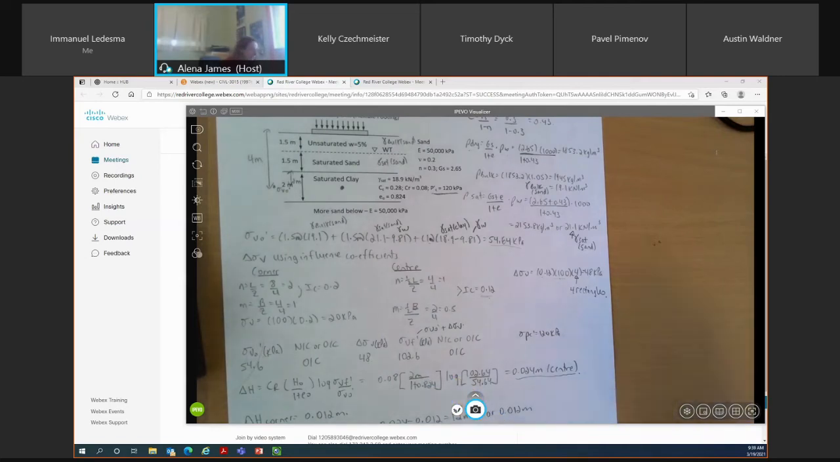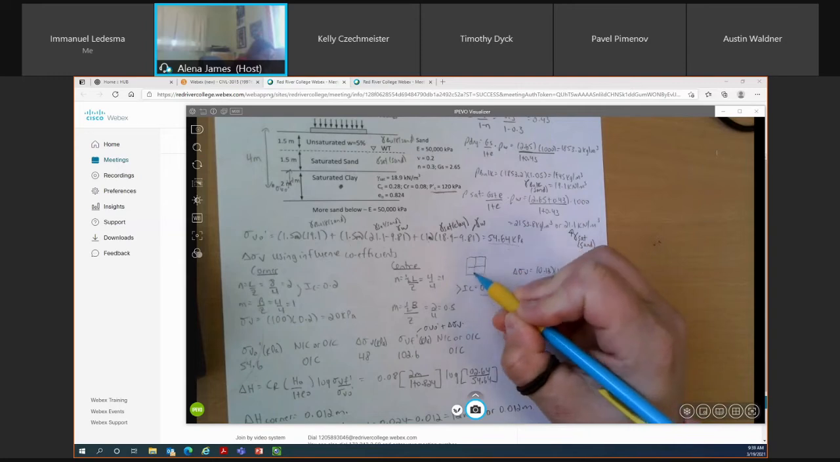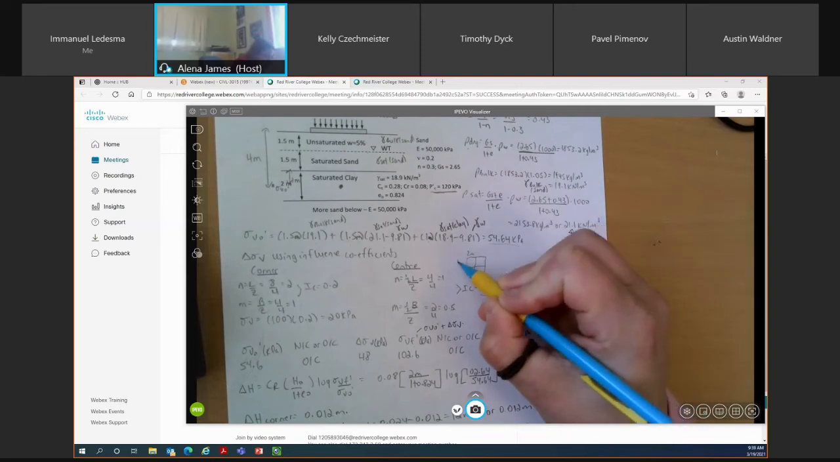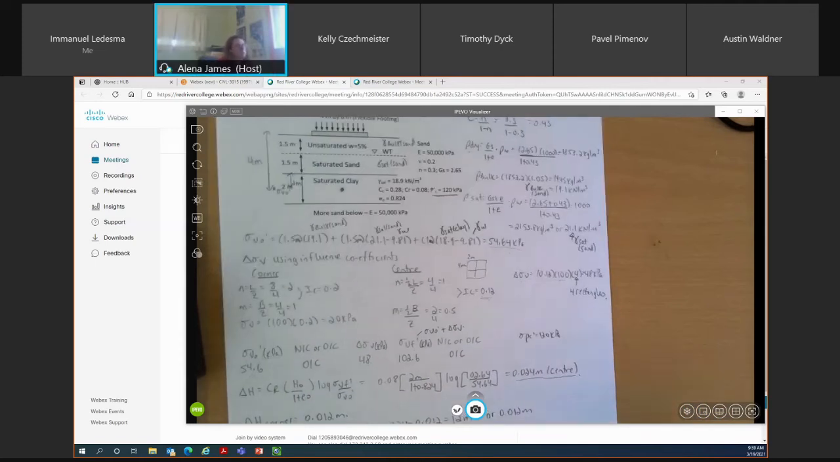And again, when I'm calculating it at the center of the foundation area, I need to divide my foundation into 4 equally sized rectangles, so that I know my initial foundation was 4 meters by 8 meters. But if I'm going to divide that into 4 equally sized rectangles, I'm now going to have a 2 meter by 4 meter rectangle. So the 4 meters represents my L value because it's the longest dimension of my rectangle. So my N is 1/2 times L divided by Z.